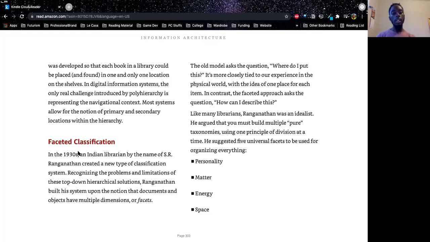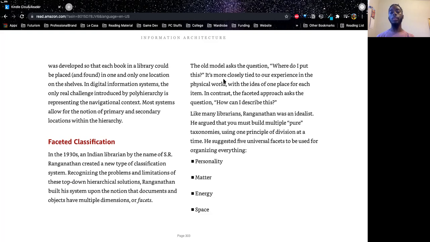Faceted classification. In the 1930s, an Indian librarian by the name of S.R. Ranganathan, I hope I pronounced that right, I'm so sorry, created a new type of classification system. Recognizing the problems and limitations of these top-down hierarchical solutions, Ranganathan built his system upon the notion that documents and objects have multiple dimensions or facets. The old model asks the question, where do I put this? It's more closely tied to our experience in the physical world with the idea of one place for each item. In contrast, the faceted approach asks the question, how can I describe this?